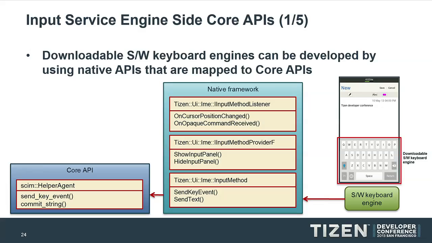And let's have a look at the input service engine side core APIs. Downloadable software keyboard engines can be developed by using native APIs that are mapped to core APIs. Tizen 2.1 was released a few days ago, and if you download it, there is a sample template that you can use to develop your own software keyboard. The screenshot there shows the sample downloadable software keyboard, and it uses native frameworks, some of the interfaces and some of the classes. There are the mappings of the core API.